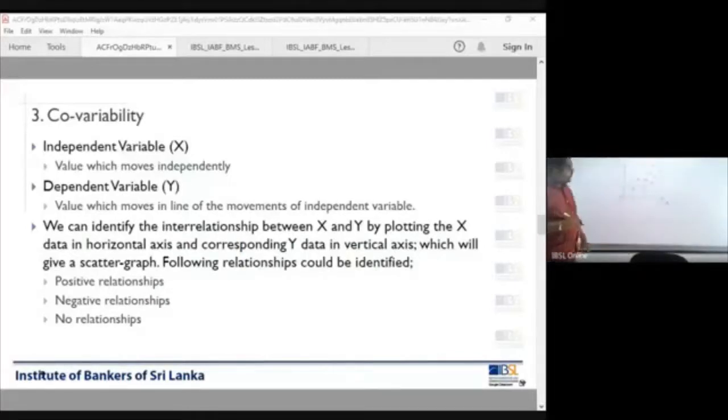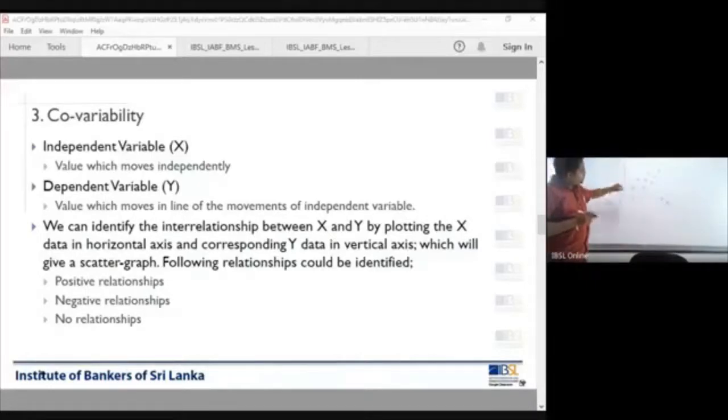So the idea is that when we plot those points of independent variables and dependent variables, we are going to eyeball it. We are going to just look at the data set and see whether we could identify any relationship between these two variables, x and y.